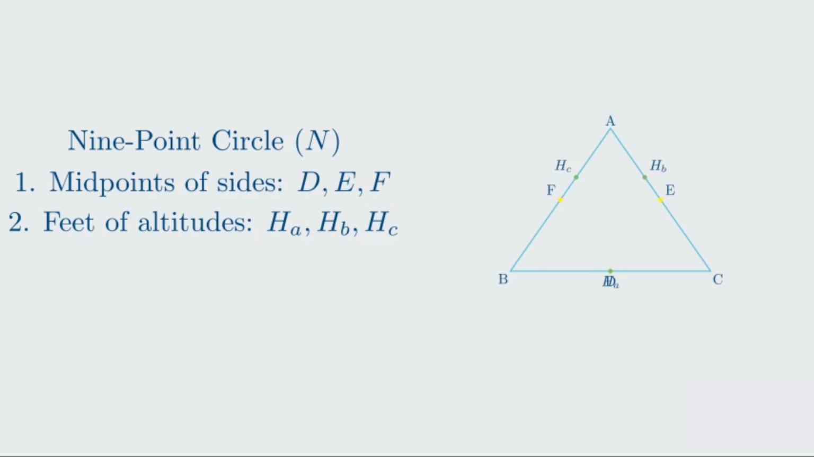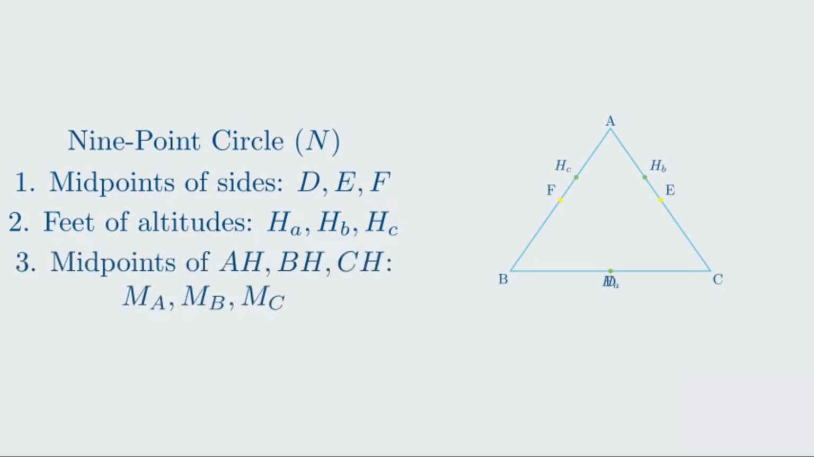And finally, it passes through the midpoints of the segments connecting the vertices to the orthocenter, which we'll denote by H. Let's call these M sub A, M sub B, and M sub C. All 9 of these points lie on the 9-point circle. Its radius is half the radius of the triangle's circumcircle, and its center is the midpoint of the segment connecting the orthocenter H and the circumcenter O. This is a very interesting circle.